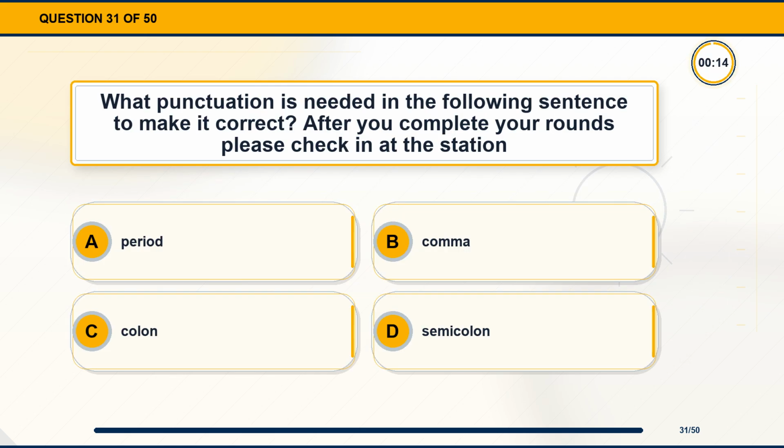Question 31. What punctuation is needed in the following sentence to make it correct? After you complete your rounds, please check in at the station. Option A, period. Option B, comma. Option C, colon. Option D, semicolon.